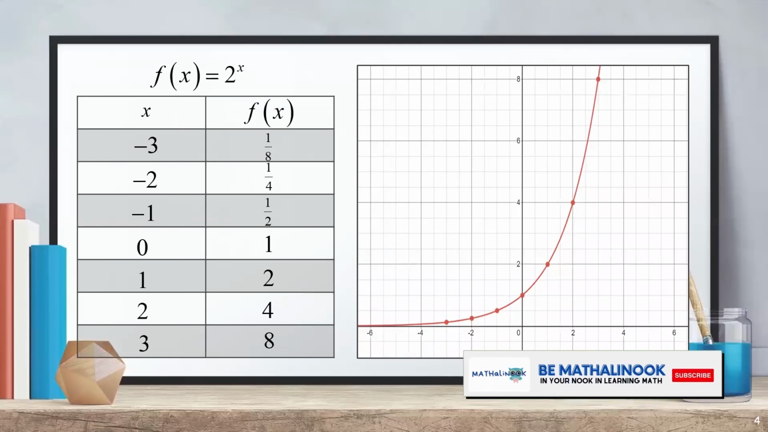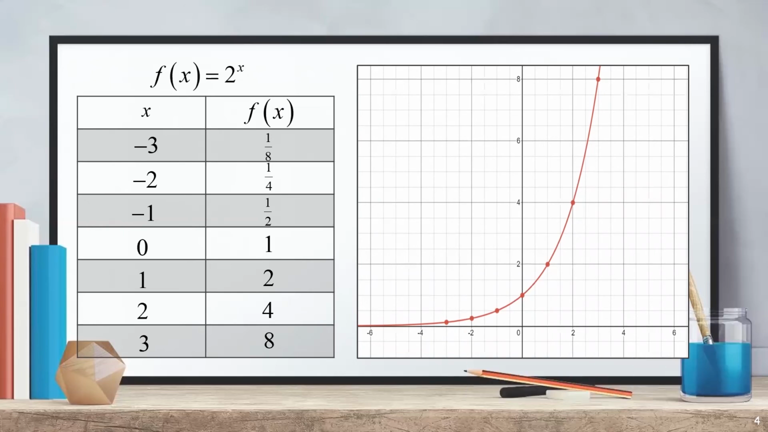To discuss the transformations of the graphs of exponential functions, we will use the function f of x equals 2 raised to x as our mother function, and we will compare graphs of other exponential functions to this graph. Recall that in graphing exponential functions, it will be a great help if you make a table of values and plot the resulting ordered pairs on a Cartesian plane.